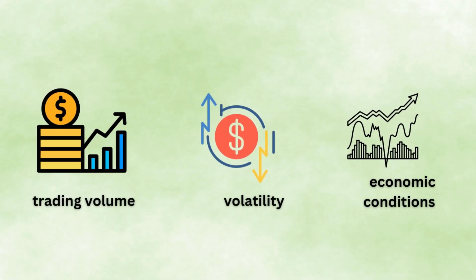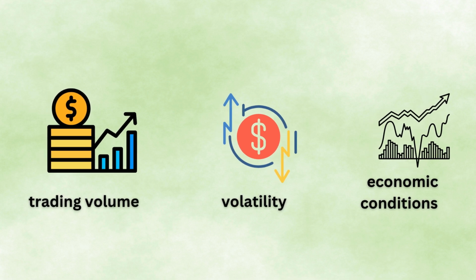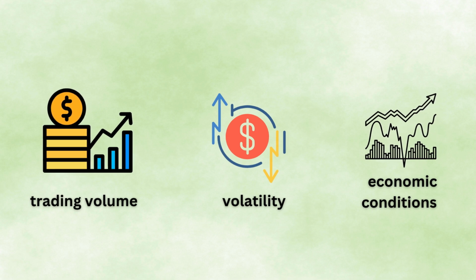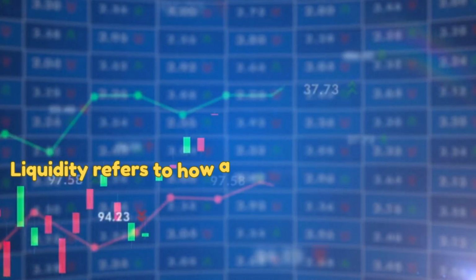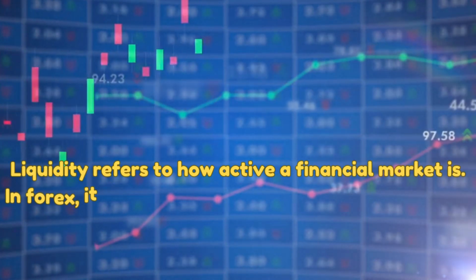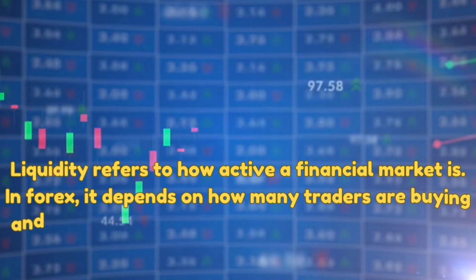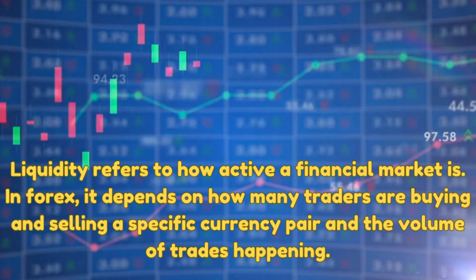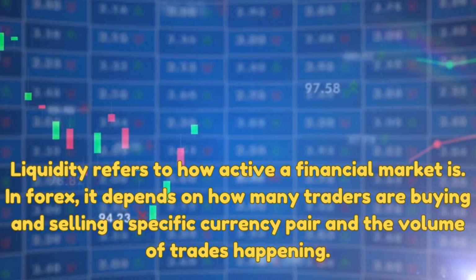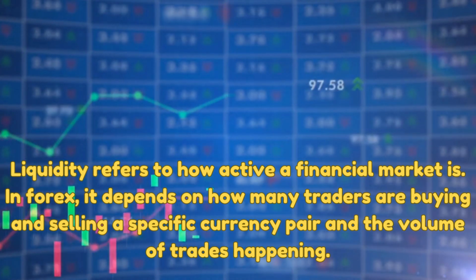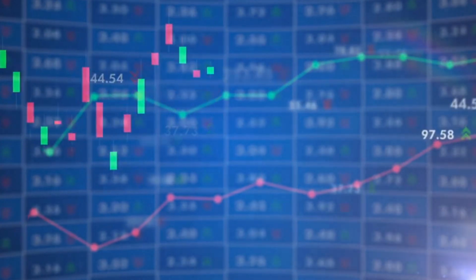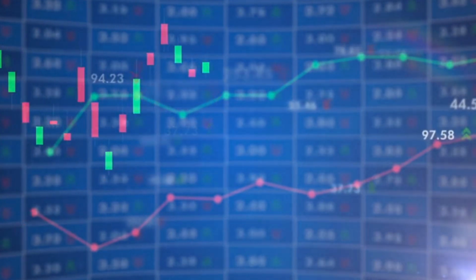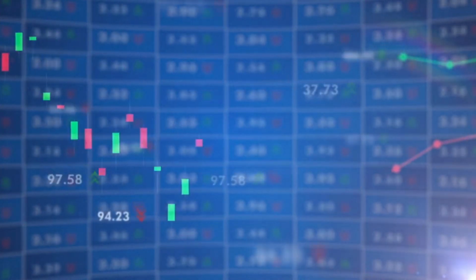Each of these pairs behaves differently in the market depending on factors like trading volume, volatility, and the economic condition of the countries involved. The major pairs are the most liquid in the market. Liquid refers to how active a financial market is. In forex, it depends on how many traders are buying and selling a specific currency pair and the volume of trades happening. The more frequently a currency pair is traded, the higher its liquidity. For example, we have Euro USD, we have AUD USD.